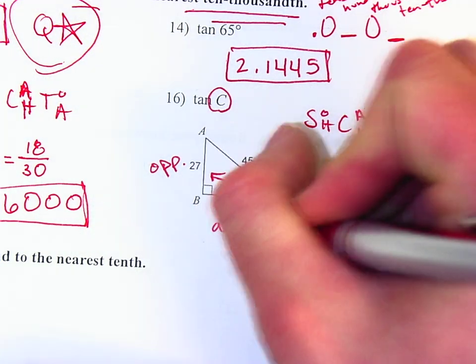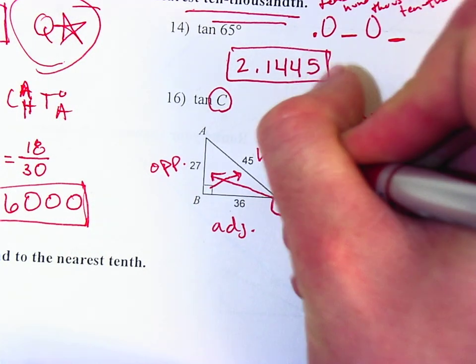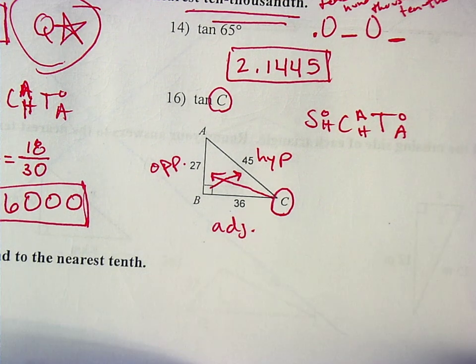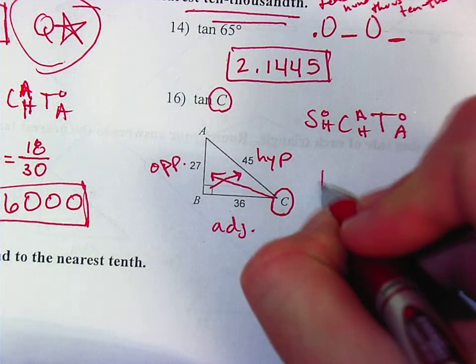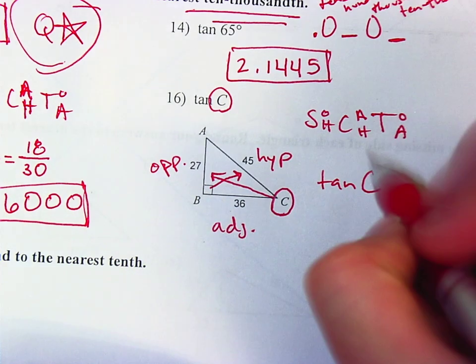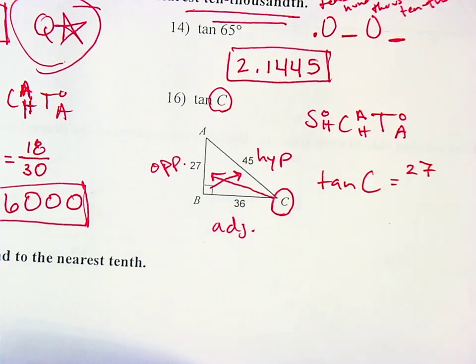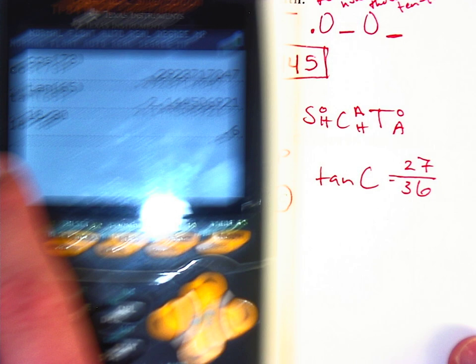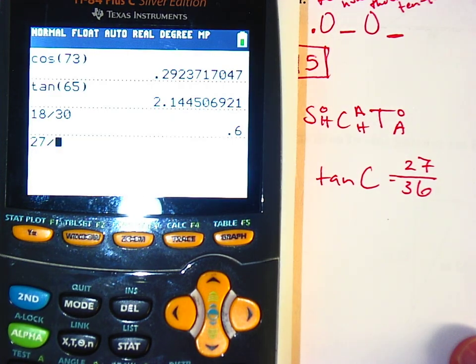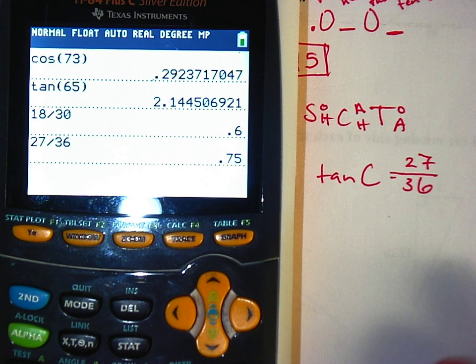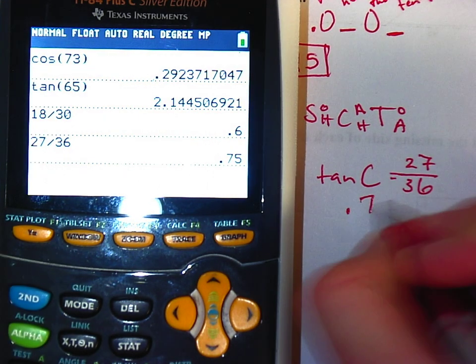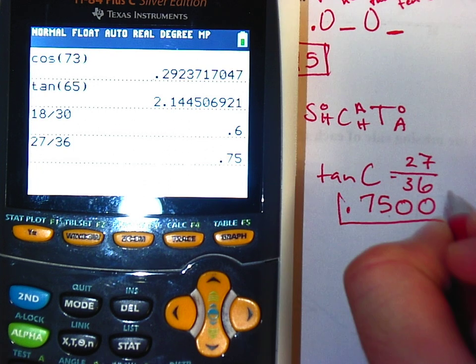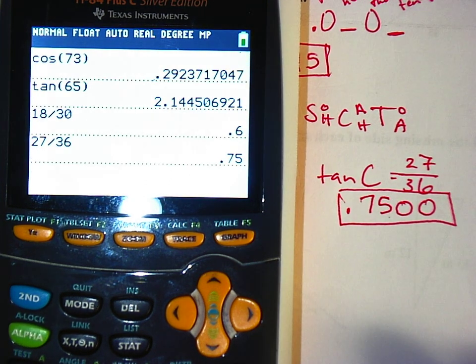And then the adjacent is going to be down here because we know that this one is already our hypotenuse. So this is going to be the adjacent. All right, well, the tangent of C is opposite, 27, over adjacent, 36. They want this, so we just plug it into our calculator. Tangent of C is 27 over 36, 0.75. Well, same thing. There are just an infinite number of zeros after that. So if we're going to the 10,000ths, it's 0.7500.